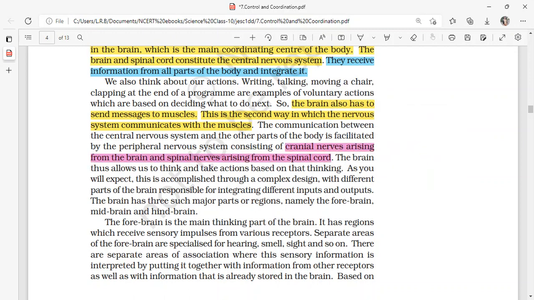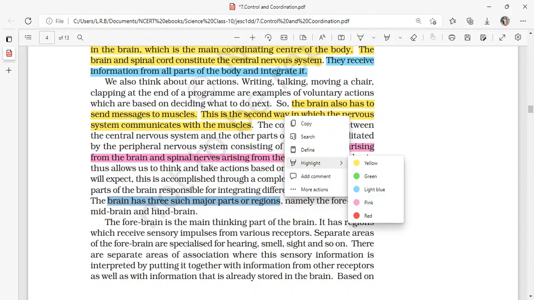The brain thus allows us to think and take actions based on that thinking. As you will expect, this is accomplished through a complex design with different parts of the brain responsible for integrating different inputs and outputs. The brain has three such major parts or regions. So what are the major parts? There are three major parts of the brain.